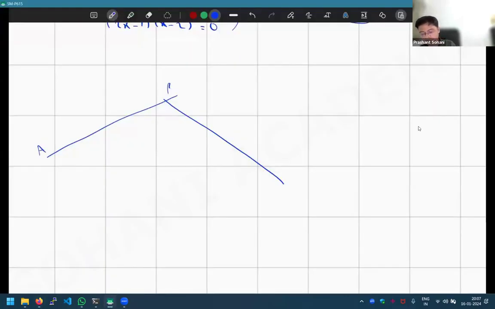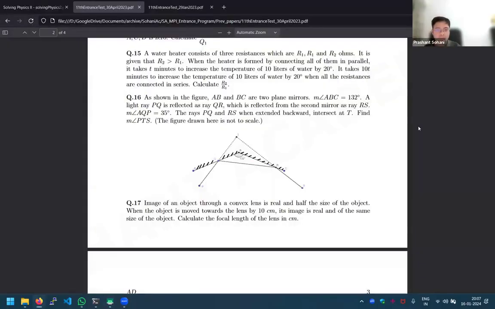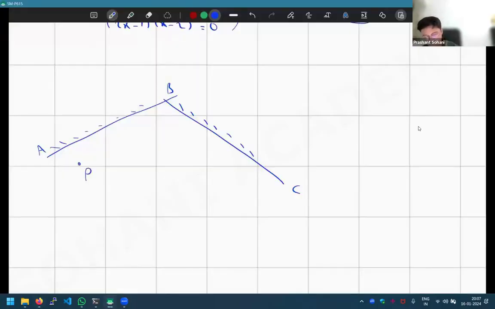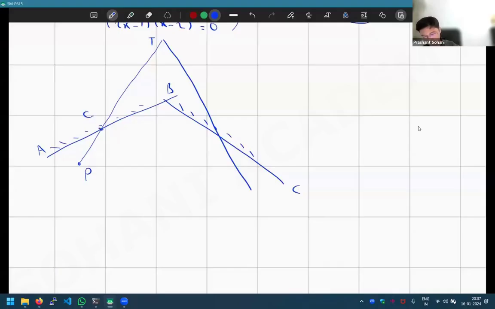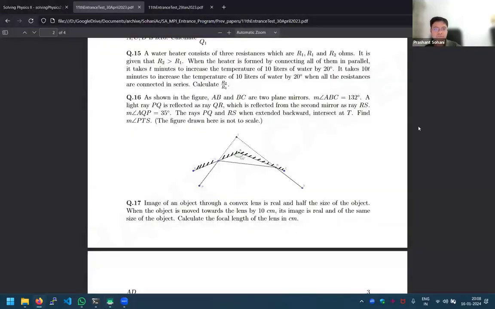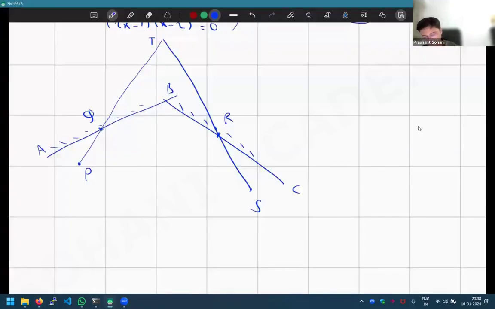So AB and BC are the two mirrors given. So basically, there is a ray going from P to Q, Q to R, R to S. That is how the ray is traveling. And every time it hits a mirror, we have to apply that formula, that angle of incidence equals angle of reflection. So in this diagram, if I mark those angles, right?